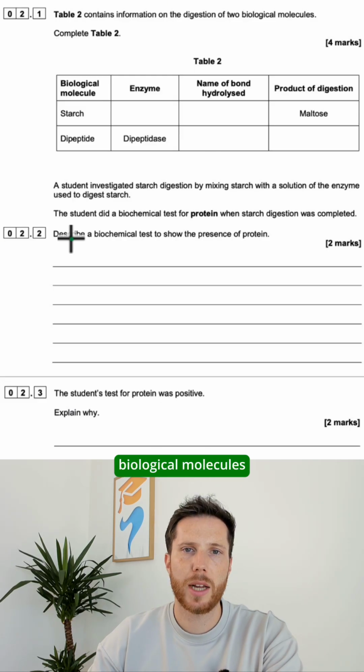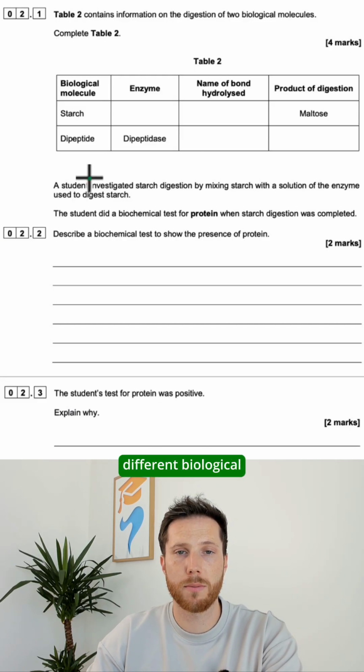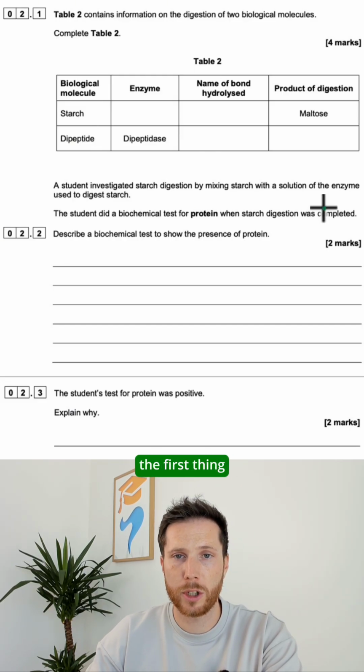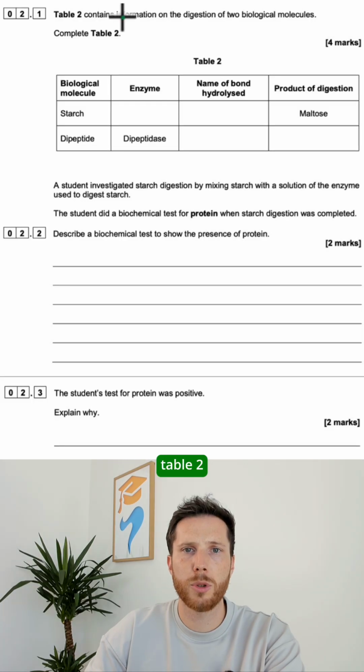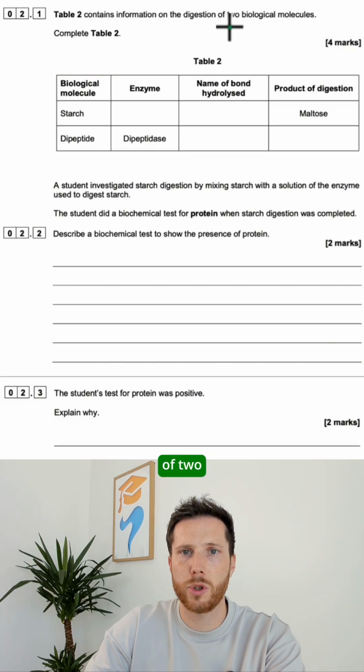Okay, so like I said, this is a biological molecules question. We've got a couple of different biological molecules involved. The first thing we've got to do is fill out this table. Table 2 contains information on the digestion of 2 biological molecules. We need to complete table 2.